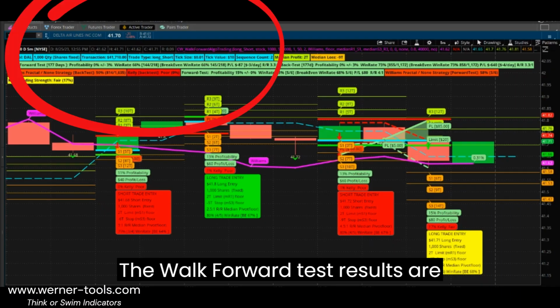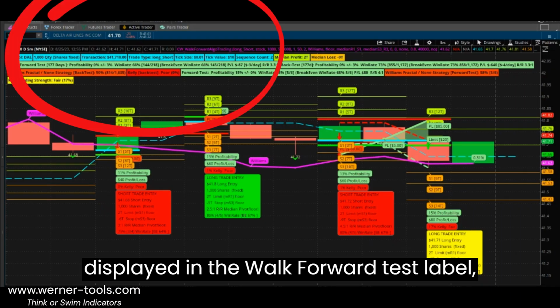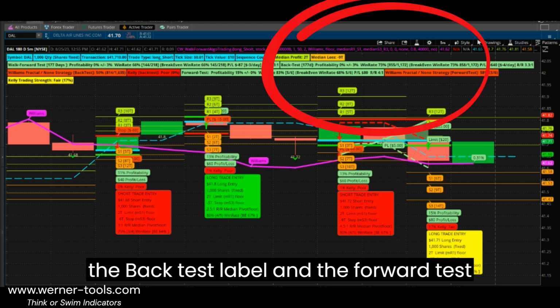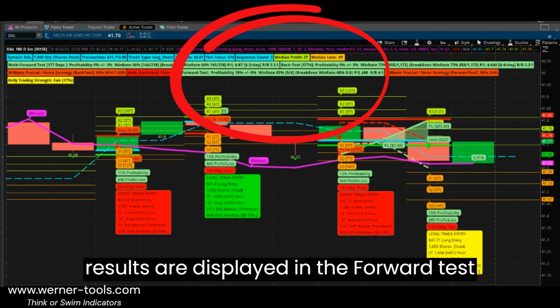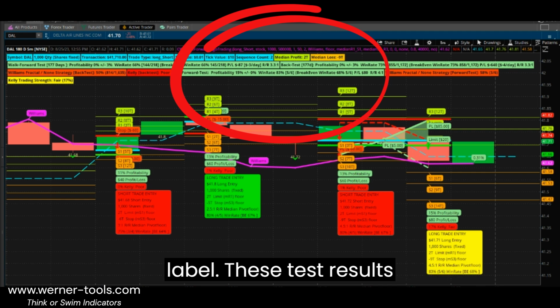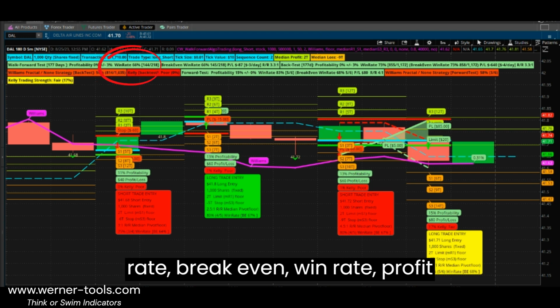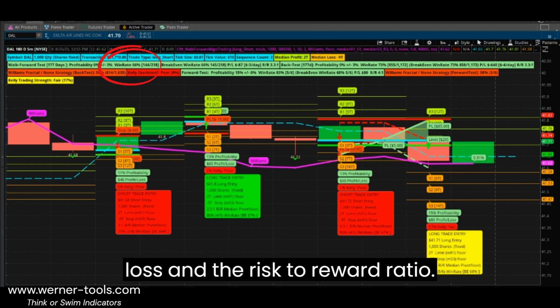This tool conducts walk-forward tests, back tests, and live forward tests, giving us comprehensive data on profitability, win rates, and risk management. The walk-forward test results are displayed in the walk-forward test label, the back test results are displayed in the back test label, and the forward test results are displayed in the forward test label. These test results include the percent profitability, win rate, break-even win rate, profit, loss, and the risk-to-reward ratio.